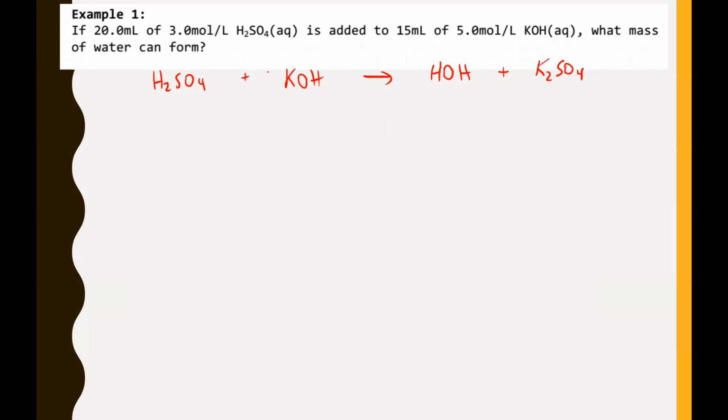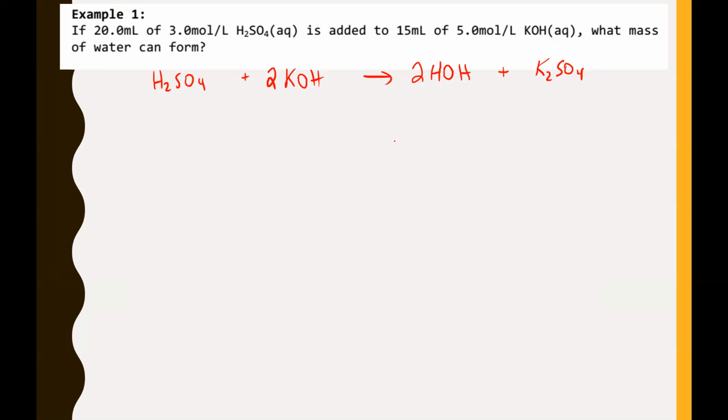Then, of course, we have to balance this. I know I've got to put a 2 in front of this and a 2 in front of this. So that hydrogens are now balanced, OH is now balanced, K is now balanced, and SO4 was always balanced. So we're all good. All right. So here's what you have to do next. We have our balanced chemical equation.